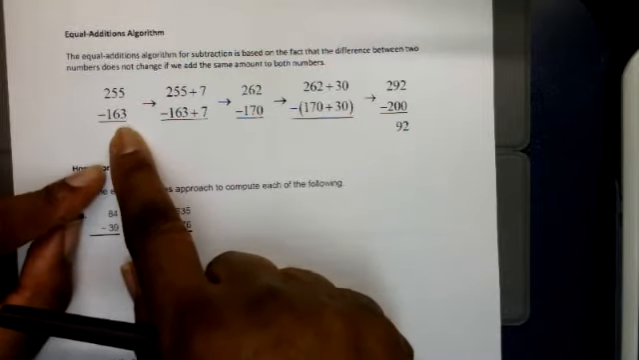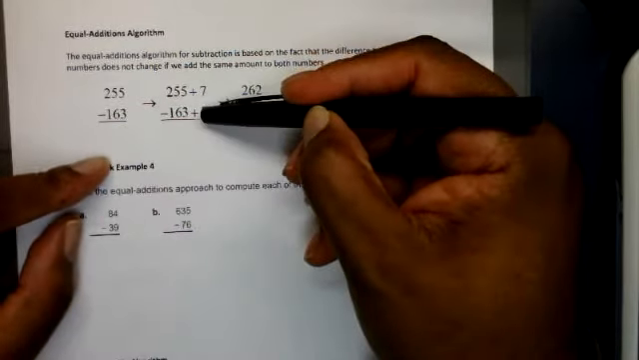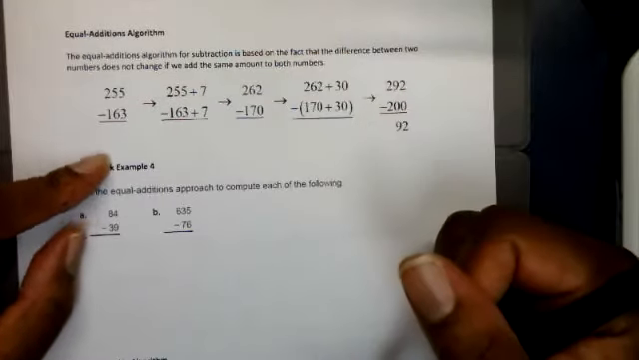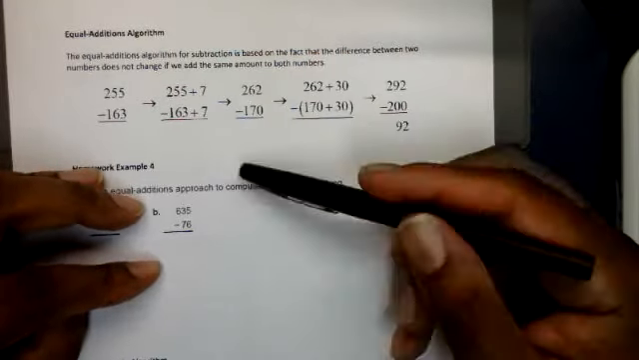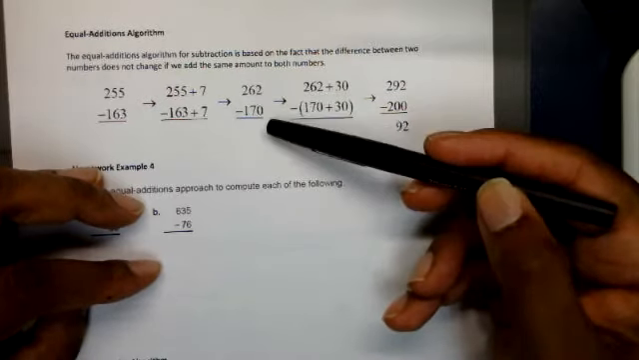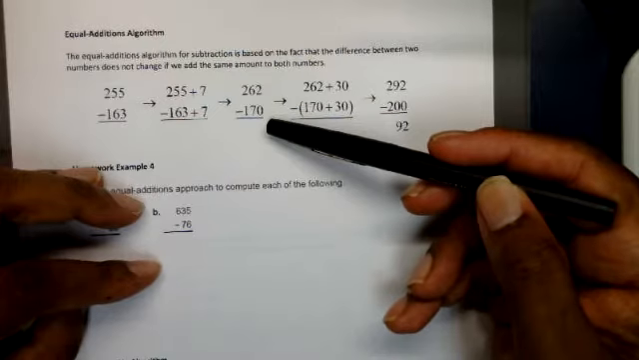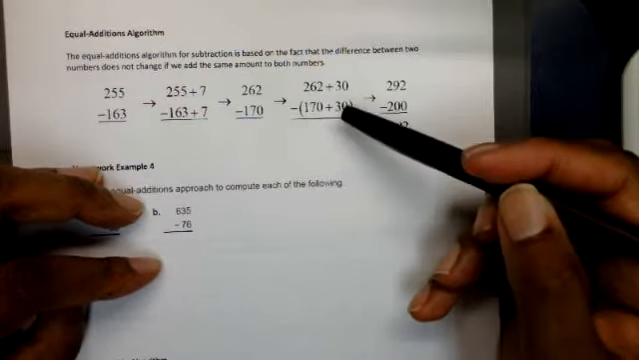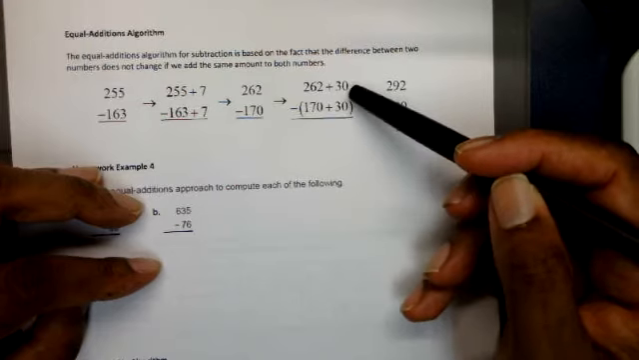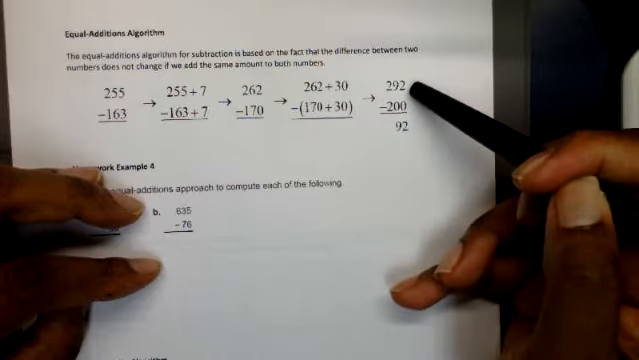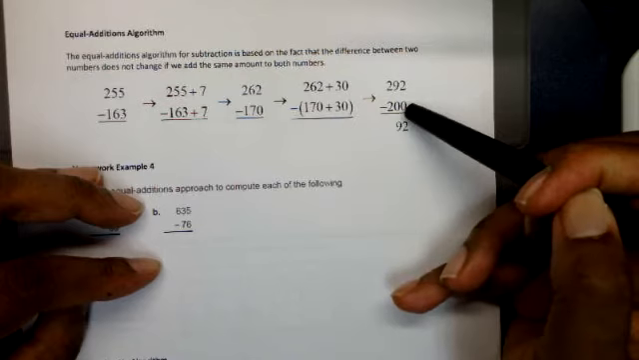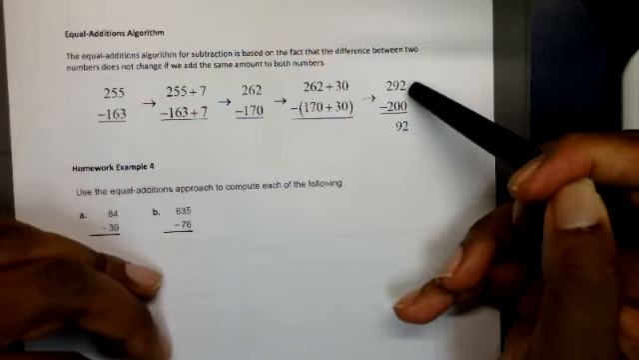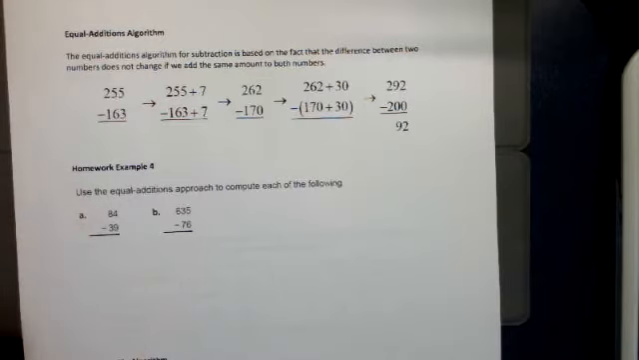So like the 163, if I want to make that 170, I'm going to add 7 to the 163, and I'm also going to add 7 to the 255. So I'll end up with 262 minus 170. Well, let's say I want to make that 200. In this case, 170 is 30 away from 200, so let's add 30 to the 170, and I'll also have to add 30 to the 262. So 262 plus 30 will be 292, and 170 plus 30 will be 200. Now I can easily subtract 200 from 292 to get 92. That's the final answer.